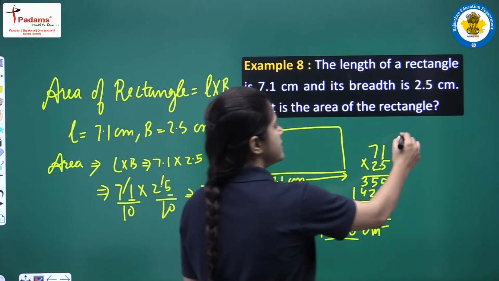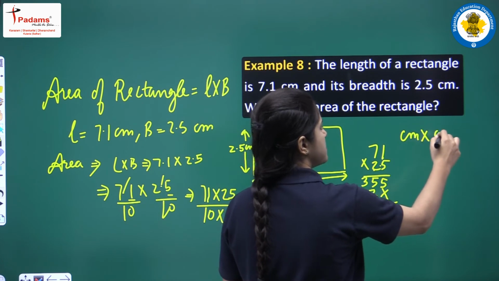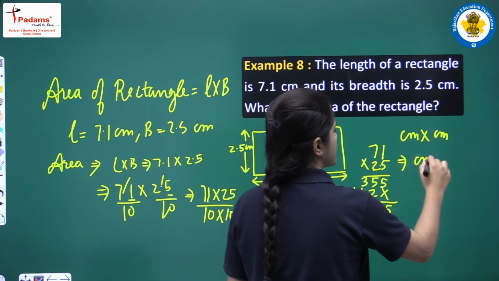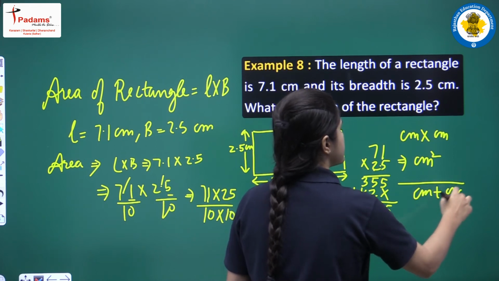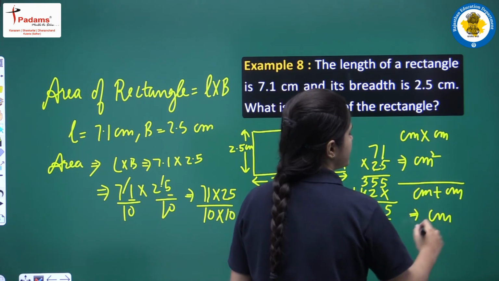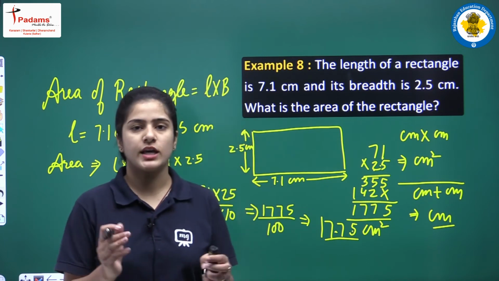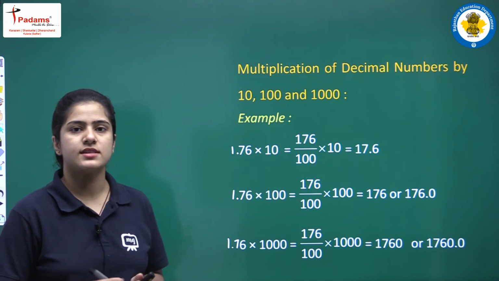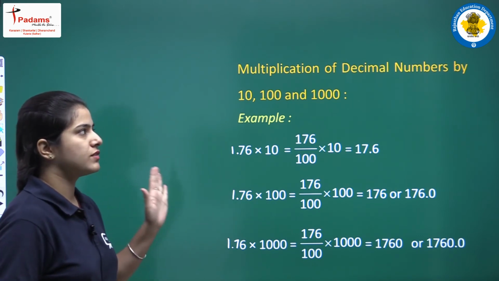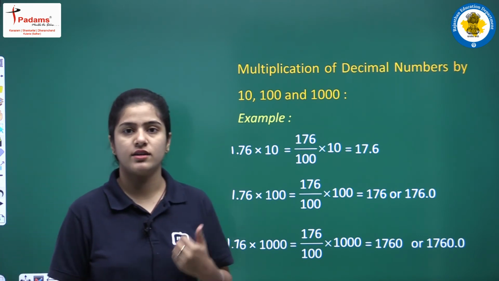In the area, centimeter is multiplied by centimeter, so it is centimeter square, and in perimeter, centimeter is added to centimeter, so it is centimeter. Alright students, alright. So in this way you can easily solve the questions, okay. Now students, what is this? Multiplication of decimal numbers by 10, 100 and 1000.